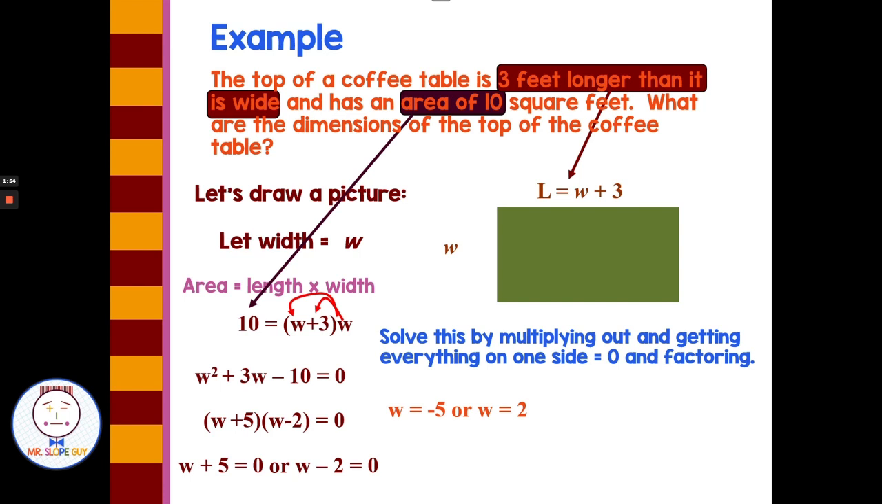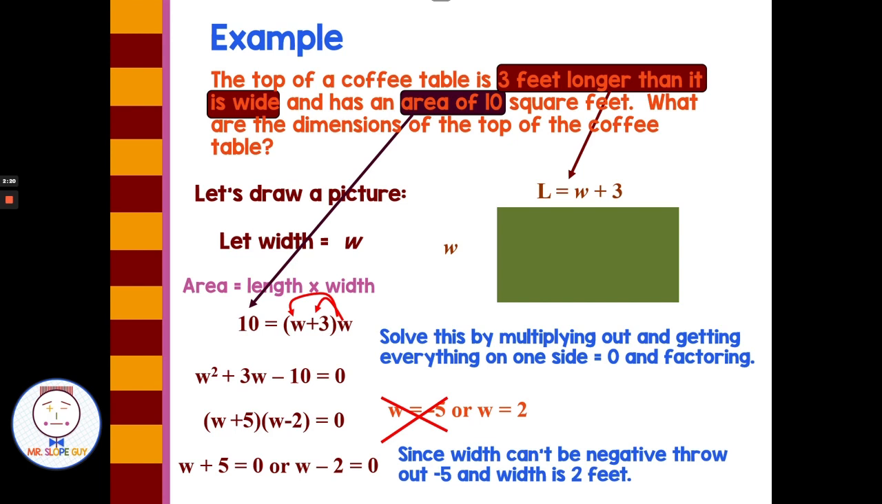Well, in context of our word problem, we're looking at a coffee table. So coffee tables are not normally negative 5 feet wide. So that would be a great example of something that doesn't make sense in context of the word problem. Therefore, we would throw out the negative 5 and we would look at W equals 2. So if the width is 2, and the length would be width plus 3, then our coffee table, we would be looking at a width of 2 feet and a length of 5 feet.